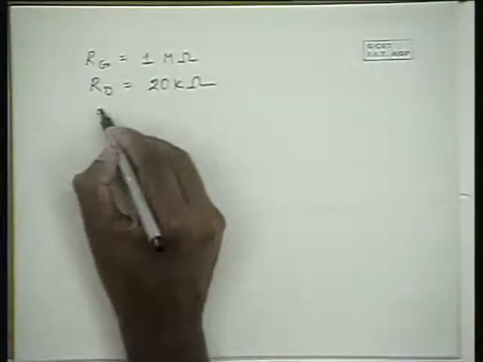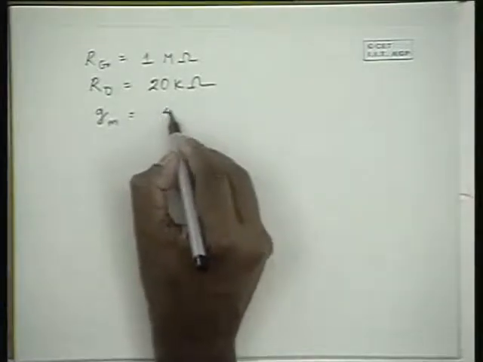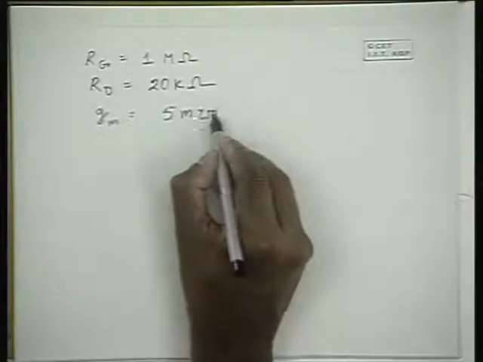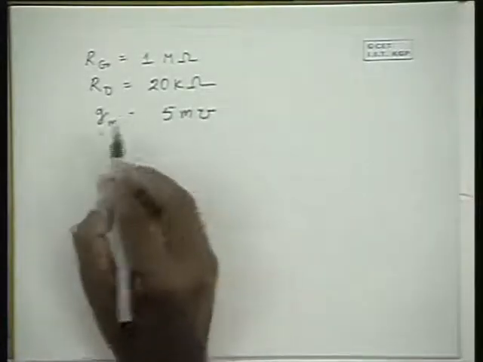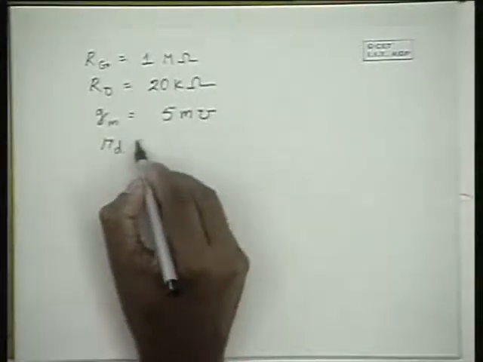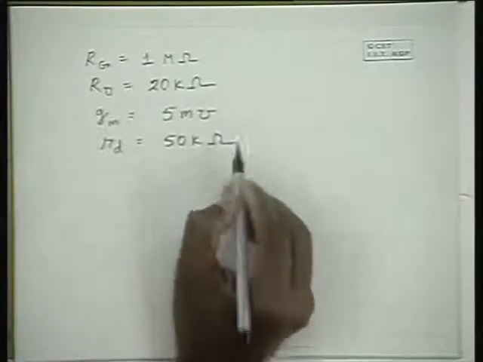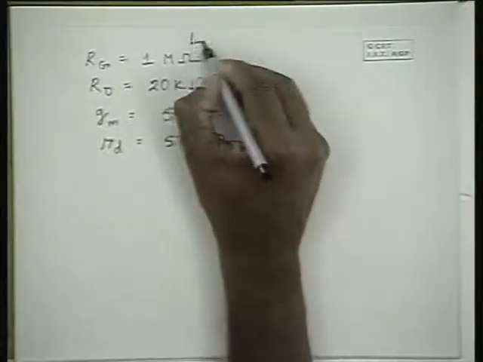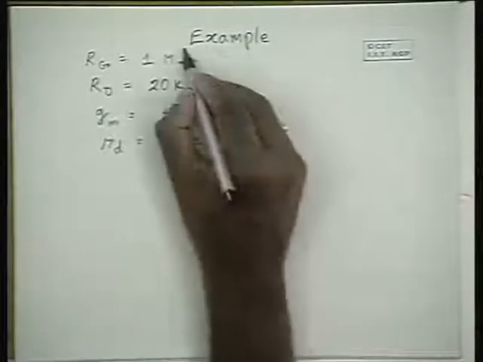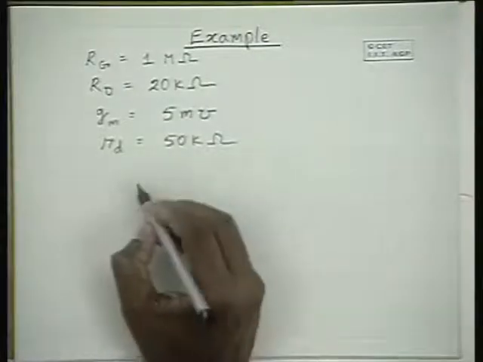and given the transconductance of the FET as 5 millimho, and the channel resistance rd as 50 kilo ohms, let us find out the various parameters of the amplifier.